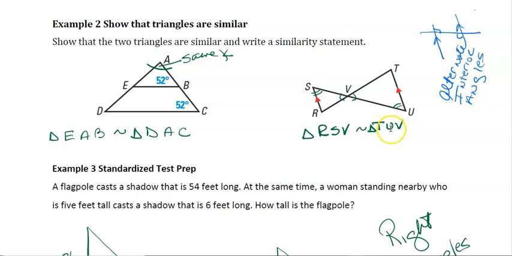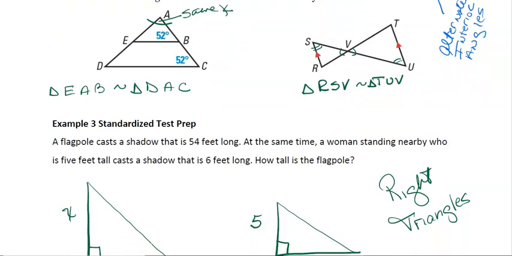You've got to make sure you line up the correct angle. So U has a double hash mark, and so does S. And then R is unmarked, and so is T. And V are the vertical angles. Okay, let's continue.